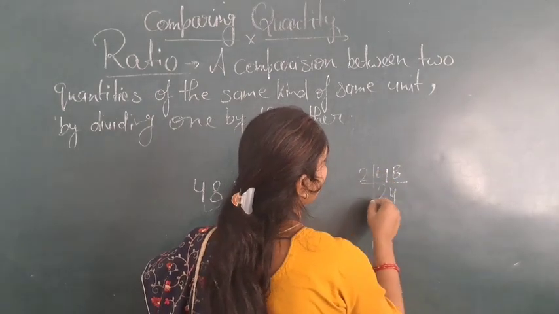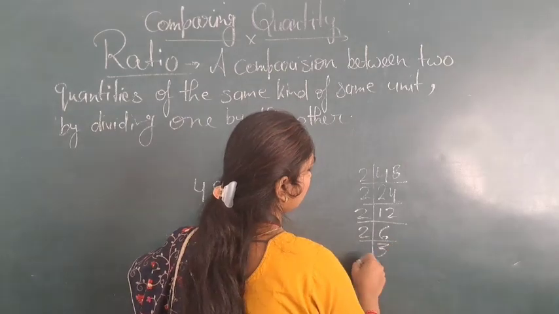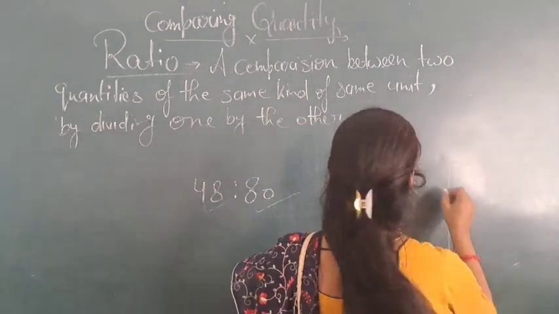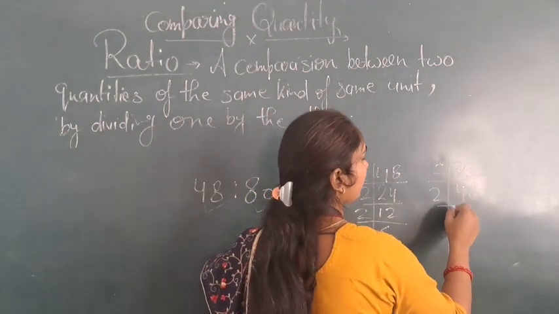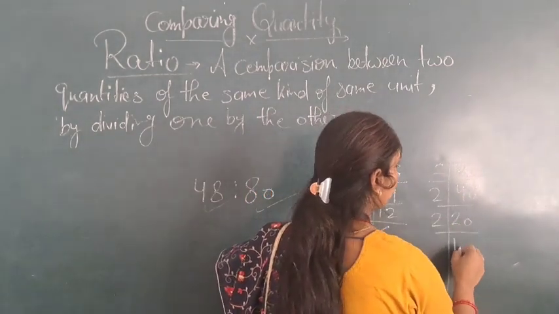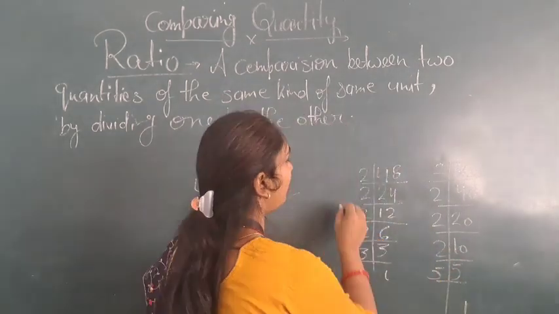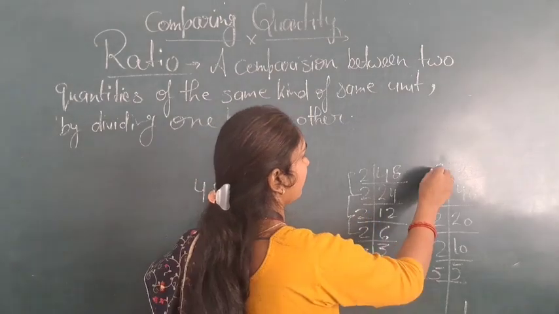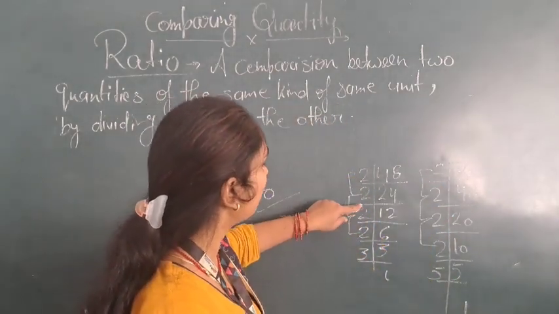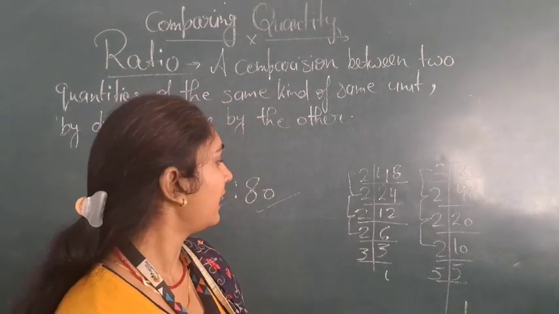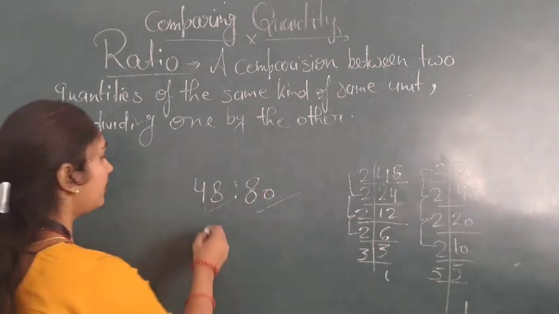For 48, we divide by 2: 24, 12, 6, 3. And for 80, we divide by 2: 40, 20, 10, 5. How many 2s are common? Four 2s are common. So 2 times 2 is 4, 4 times 2 is 8, and 8 times 2 is 16. That means 16 is the HCF of 48 and 80.